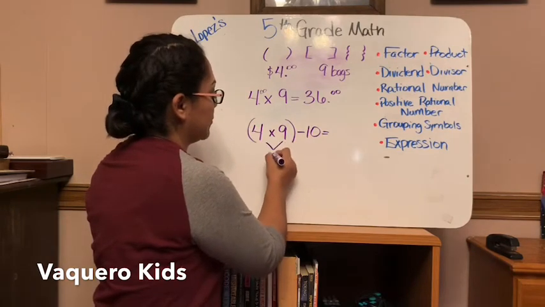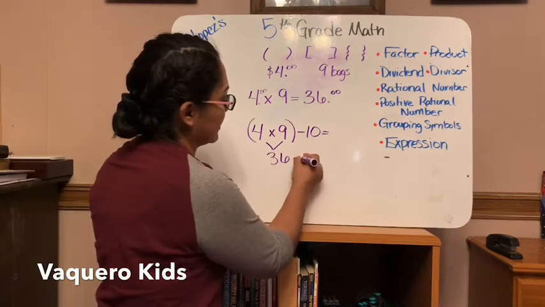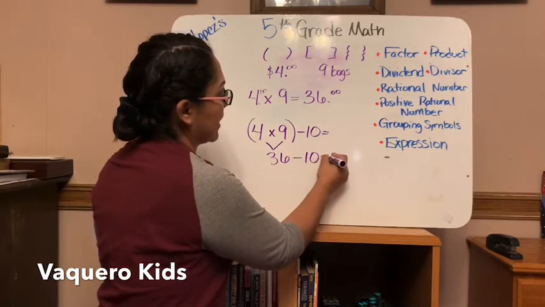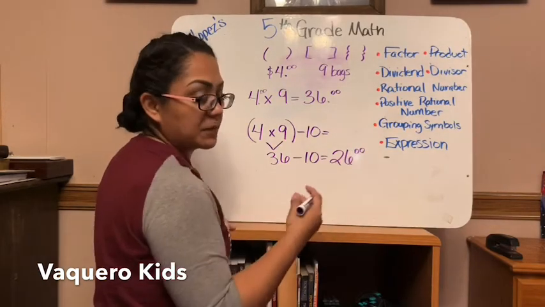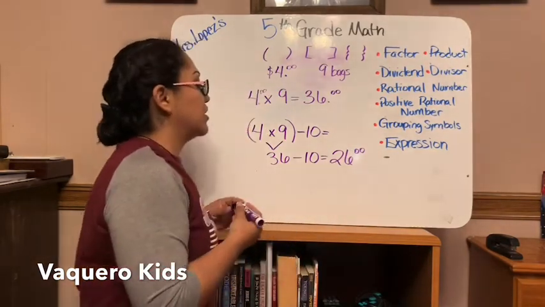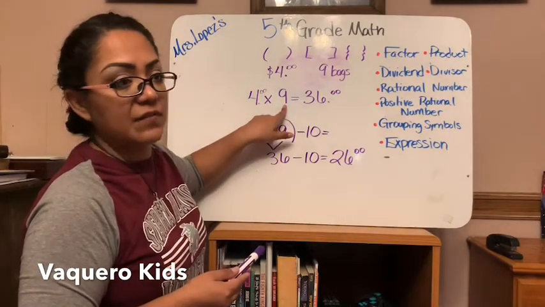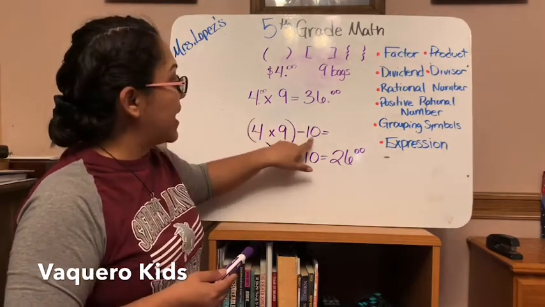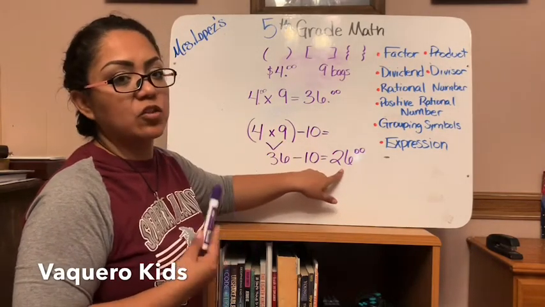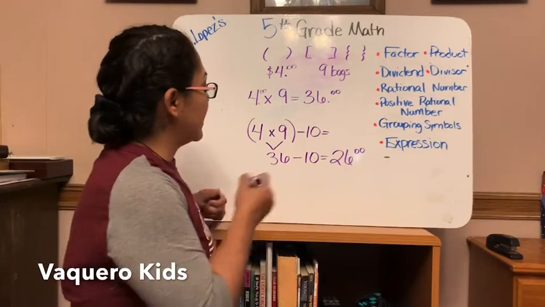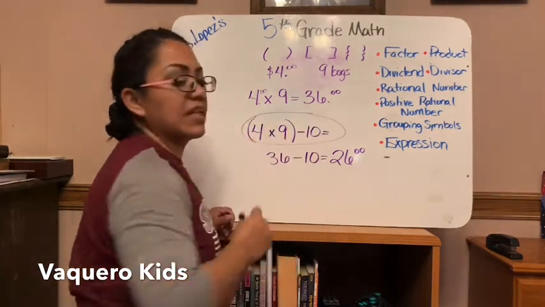So 9 times 4 I know is 36, and now since I've taken it out of the parentheses, I can say 36 minus 10 is 26. And $26 because we were talking about money. So if I had sold 9 bags of apples for $4 apiece and paid $10 for the booth, I am still making $26. So this right here would be my expression.